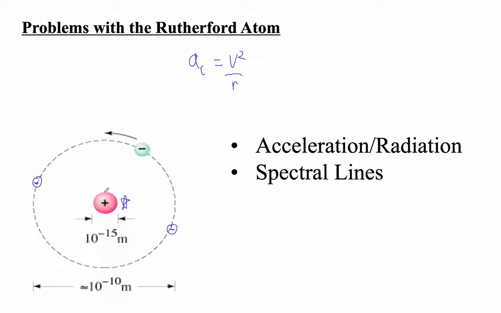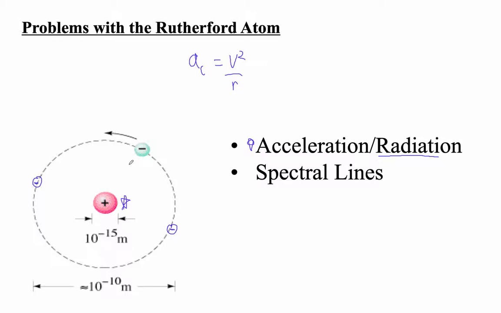So that's a major problem: any charge that accelerates has to actually radiate energy, yet atoms don't radiate energy, as a matter of fact. They must be able to sit without radiating energy. And they can radiate energy, but they don't have to.